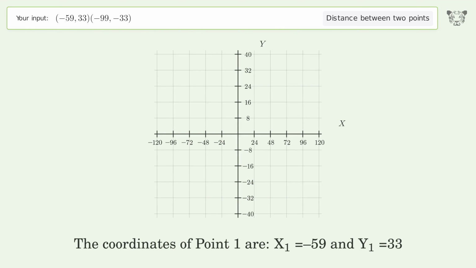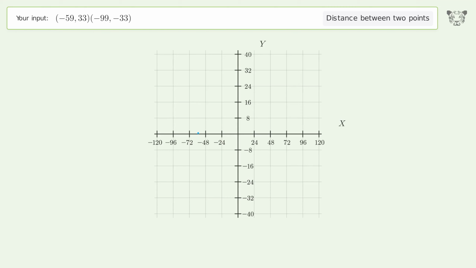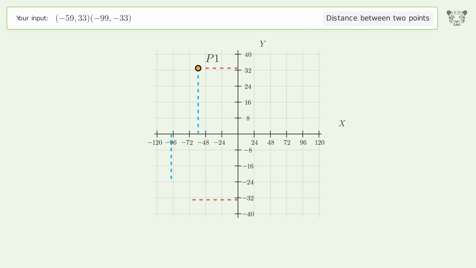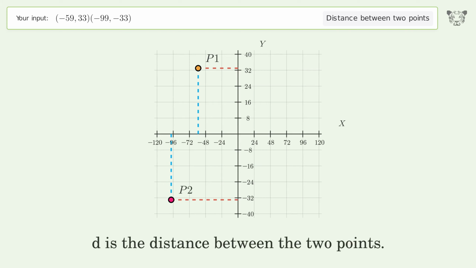The coordinates of point 1 are x1 equals -59 and y1 equals 33. The coordinates of point 2 are x2 equals -99 and y2 equals -33. D is the distance between the 2 points.